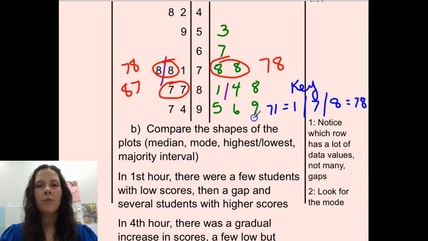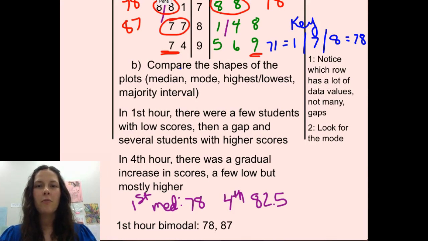We already talked about how first hour has lower scores than fourth hour. We can also tell that fourth hour had the highest score at 99, whereas first hour only had a high score of 97. We can also tell the range in fourth hour is smaller than the range in first hour because the numbers are closer together. There's fewer stems being used for fourth hour than there are for first hour.